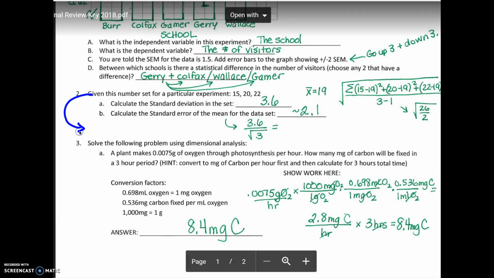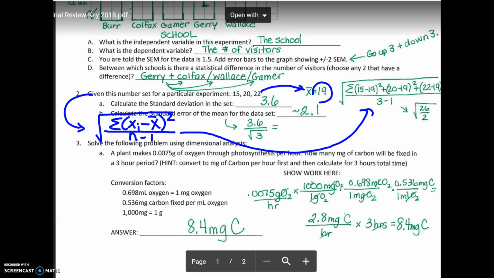So, the formula for standard deviation: it's the sum of every individual data point minus the average, squared, over the size of the sample minus 1, and it's the square root of all that. Again, you will have that formula available to you, but you have to know how to use it. So I've already plugged in my numbers here. I calculated my average, I added the 3 numbers and divided by 3, and I got 19. So I take each of my numbers, 15 minus 19 squared, plus 20 minus 19 squared, plus 22 minus 19 squared, over the size of my sample, meaning how many numbers did I have? I had 3 numbers, so 3 minus 1, and then the square root of the whole thing.